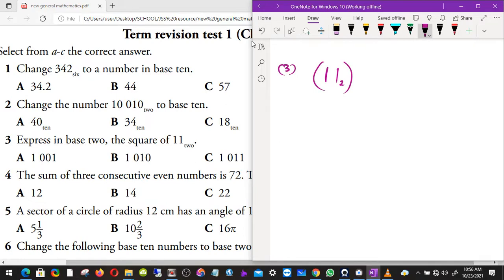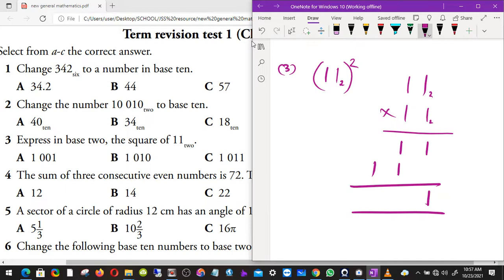So we want to square this number. Square means 1 1 times 1 1. It's in base 2, so you shouldn't call it 11. It's only in base 10 we call it 11. Yes, so let's multiply. 1 times 1 will give us what? 1. 1 times 1 is 1. 1 times 1 is 1. 1 times 1 is 1. So let's add.